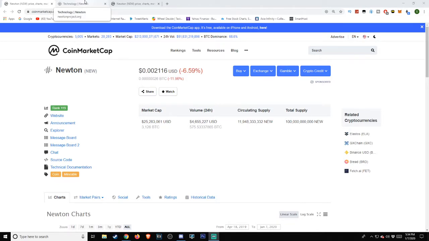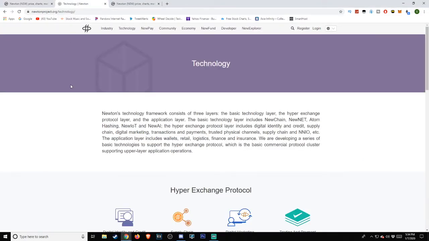First, though, we have to ask the big question: what is Newton? If we head over to newtonproject.org, which I will be including a link to in the description down below, as always, so if you wish to do more research on this, which I highly encourage you to do, you are able to. According to their website, they describe this as the following.